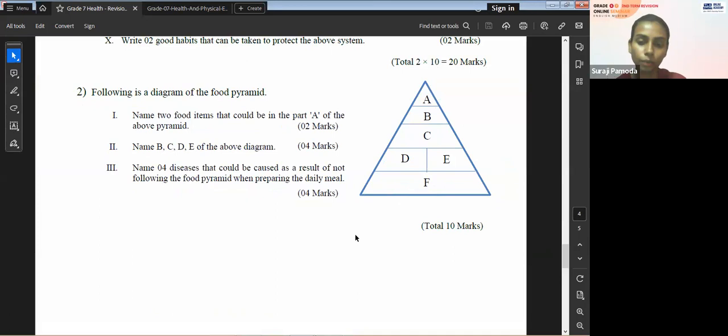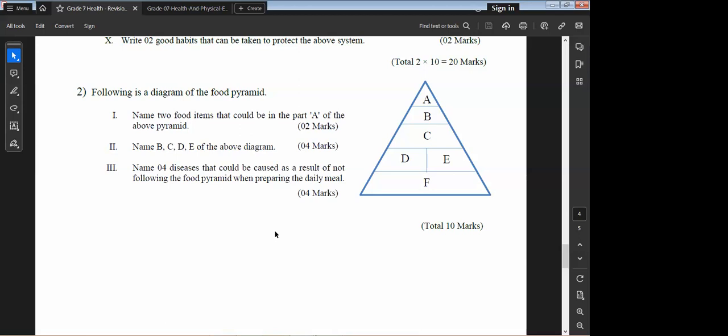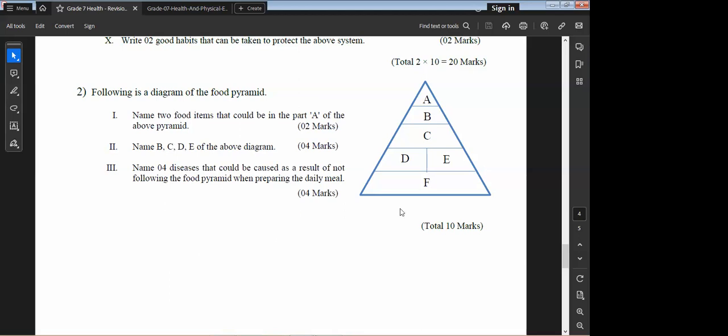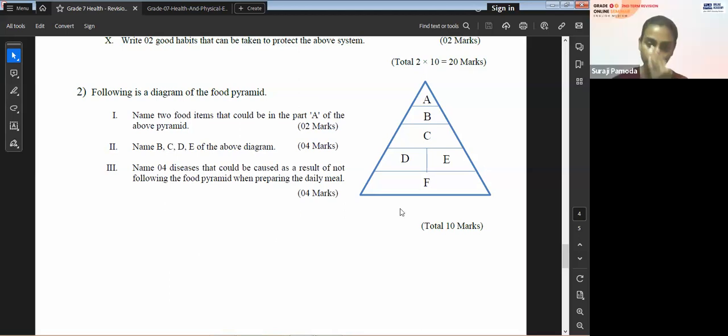Right? Okay, the third one is name 4 diseases that could be caused as a result of not following the food pyramid. අපි මේ food pyramid එකට අනුව කෑම කෑවේ නැත්නම් අපිට මොන වගේ disease ද හැදෙන්නේ කියලා අහනවා. Mainly what diseases we get if we don't eat in a healthy way. Diabetes. Diabetes, good. Others? Cholesterol. Blood pressure, good.